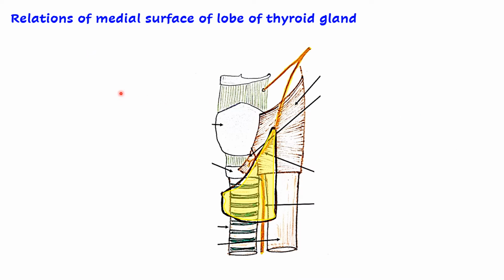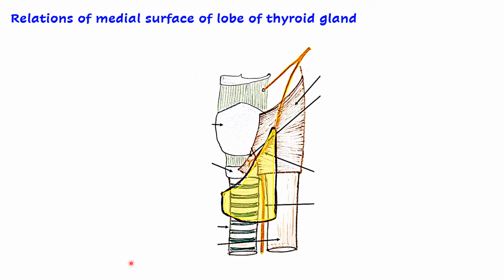Now relations of the medial surface. I have already shown you the medial surface comes in relation to the trachea and to the esophagus. This is the outline of the thyroid gland. So its medial surface is going to come in relation to certain structures. How many types of structures? Again, remember 4. So 4 types of structure, but each in twos.